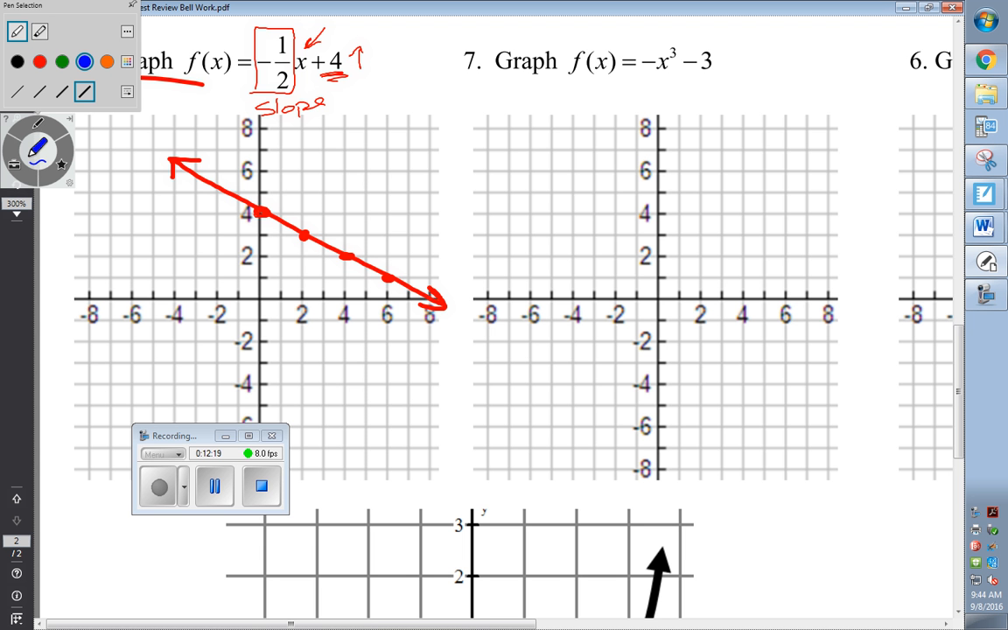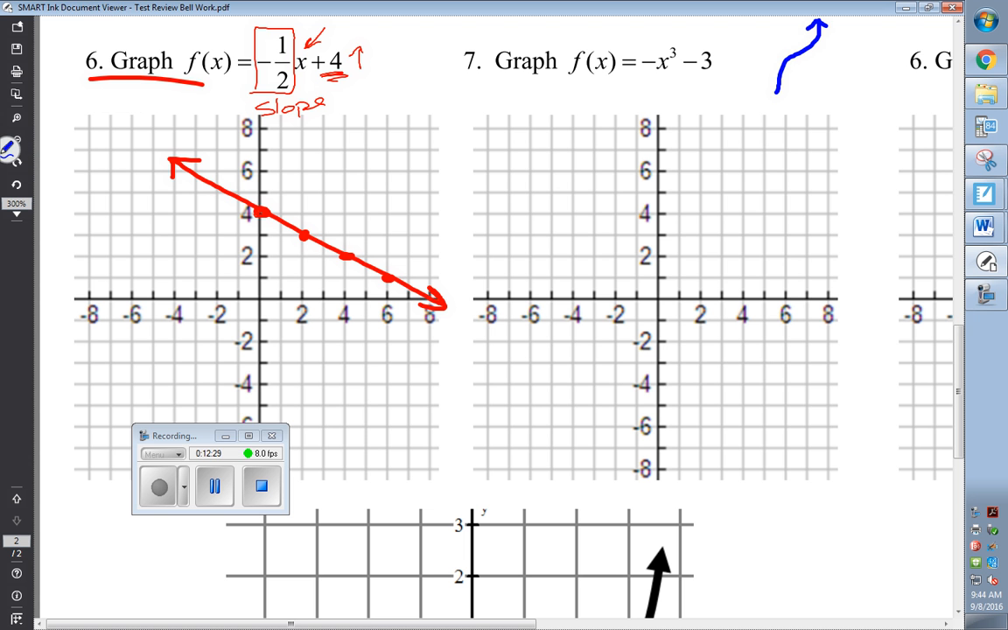Next one. Negative x cubed minus 3. With your arms, everyone, please show me what an x cubed graph looks like. X cubed graph looks like this, but it's negative. So show me with your arms, what's the negative going to do? It's going to flip it. Which direction is that negative 3 going to take your graph? Good. It is down. I didn't see any left or right.